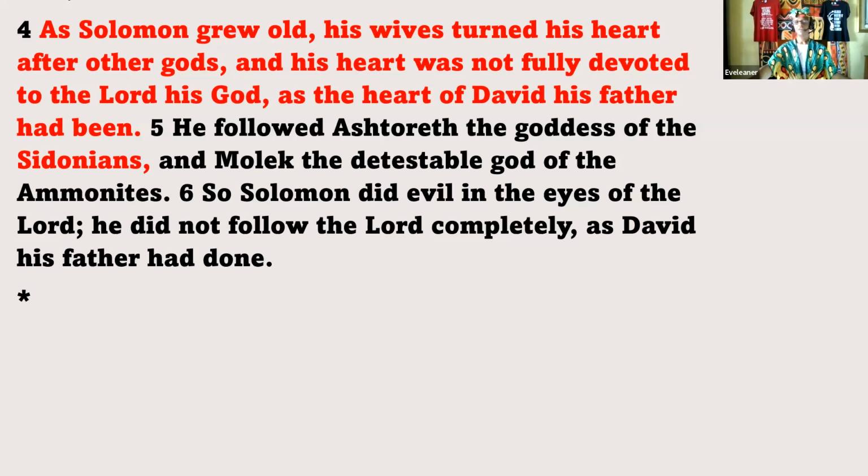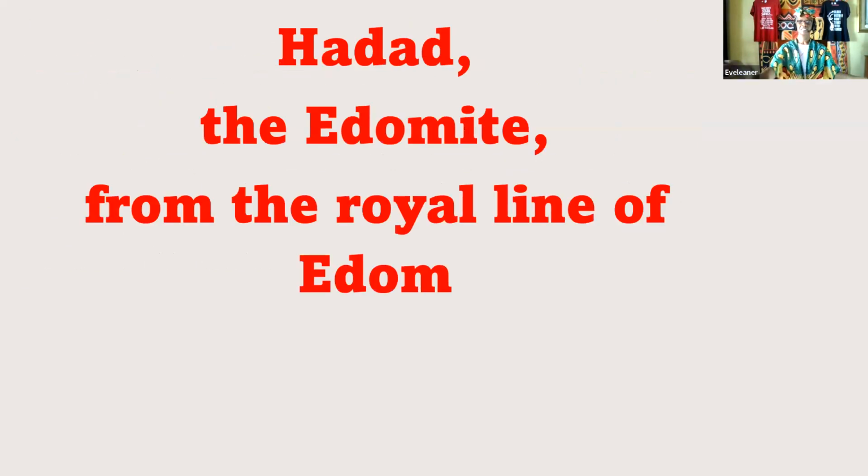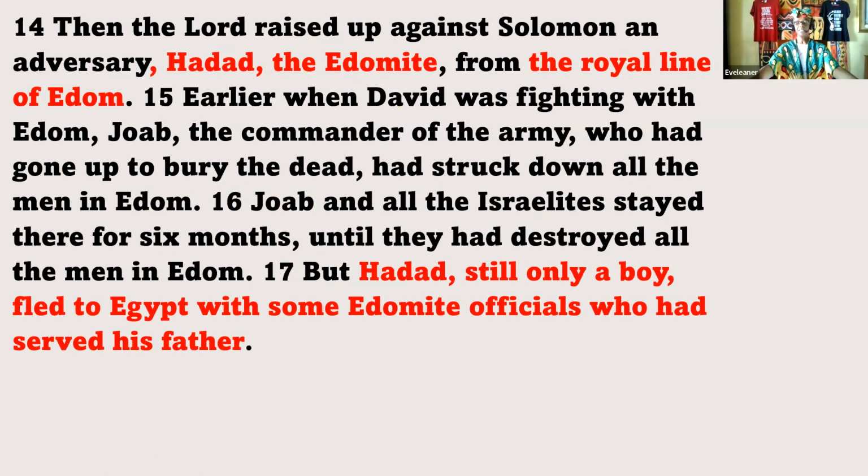He did not follow the Lord completely as David, his father, had done. Okay, and so now we'll go to our next topic, which is Hadad, the Edomite. And he's from the royal line of Edom, which is Esau. So let's begin reading. Then the Lord raised up against Solomon, this is before Solomon died, an adversary.